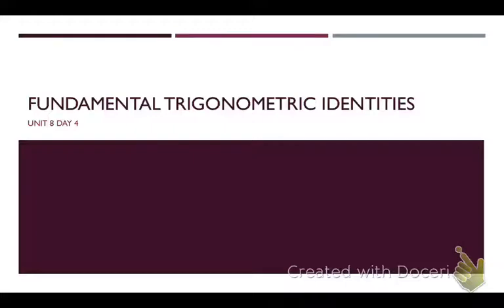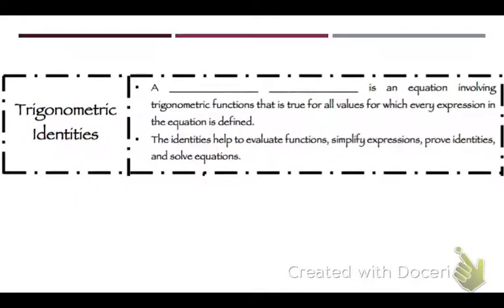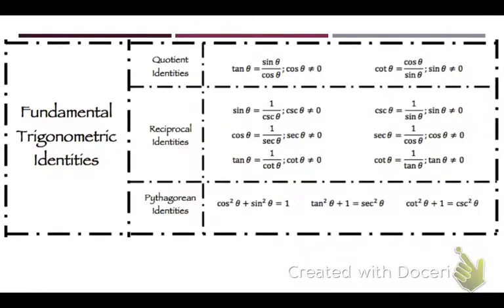Okay, fundamental trig identities. I'm going to try so hard to make this short, but it might not work. A trig identity is an equation involving trig functions that is true for all values for which every expression in the equation is defined. Identities help us to evaluate functions, simplify expressions, prove identities, and solve equations. So here are the fundamental identities.